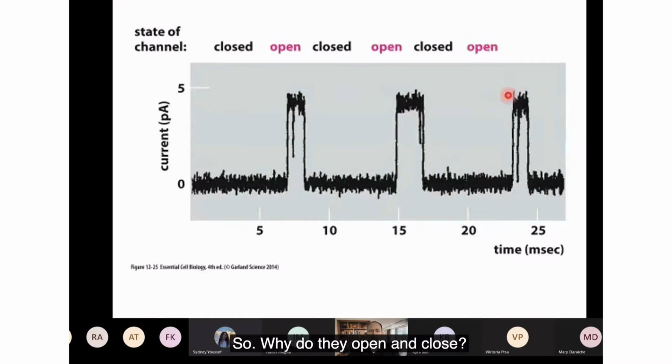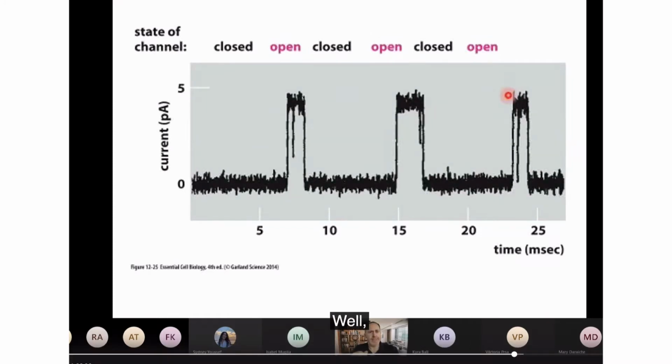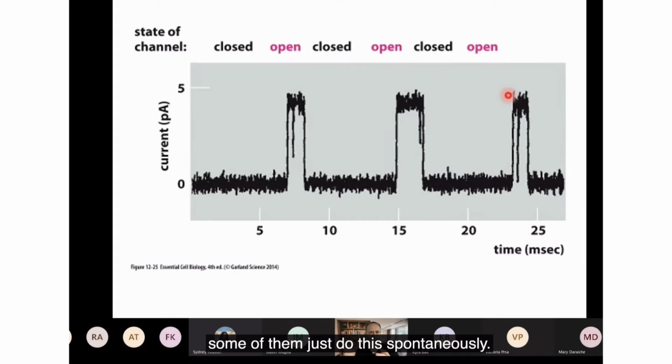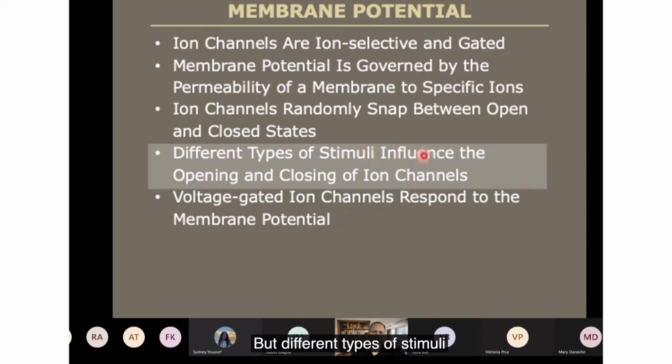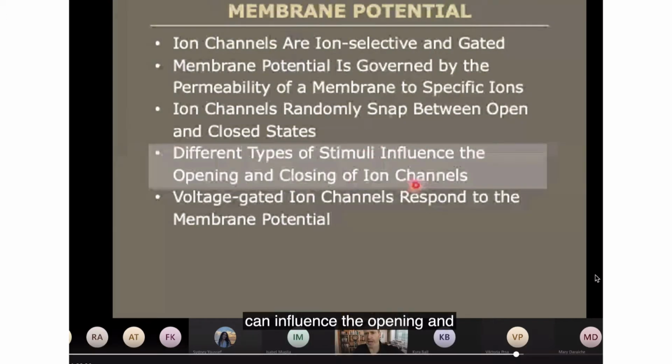So why do they open and close? Well, some of them just do this spontaneously, like leak channels. Leak channels just kind of open and close randomly, and don't need any type of stimulus to do so. But different types of stimuli can influence the opening and closing of ion channels.